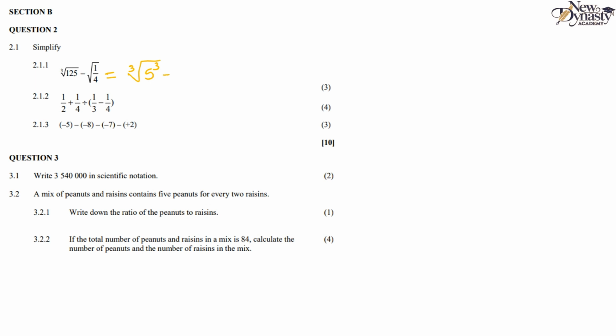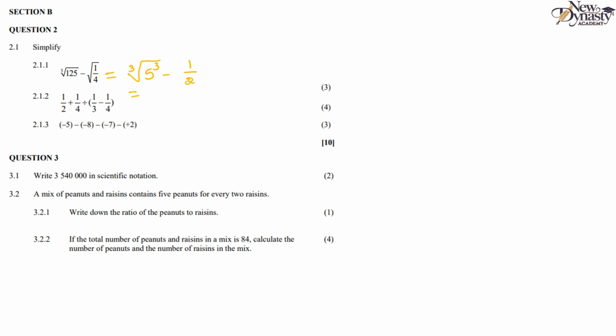Then subtract square root of 1 over 4. I mean, square root of 1 is 1, square root of 4 is 2. So out of the square root sign, 1 over 4 is going to be what? It's going to be 1 over 2. And then continue with your, how do you simplify this?